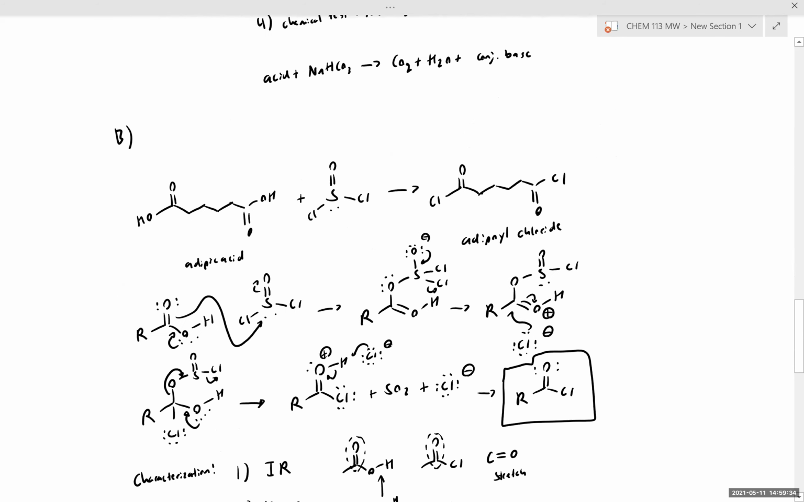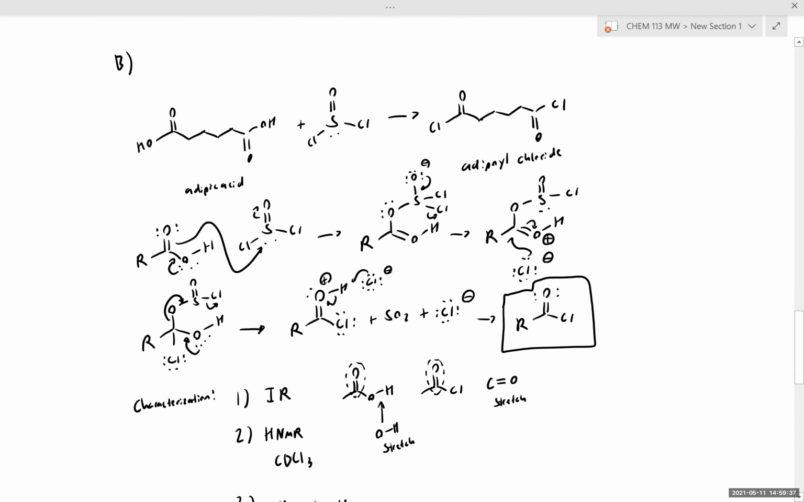In part B, we're reacting adipic acid with thionyl chloride to prepare adipoyl chloride. If your adipic acid is not dry, you're going to react and chew through a ton of your thionyl chloride. We use typically a large excess of thionyl chloride to help drive this reaction to completion. We've seen the mechanism before for conversion of a carboxylic acid to an acyl chloride with thionyl chloride.